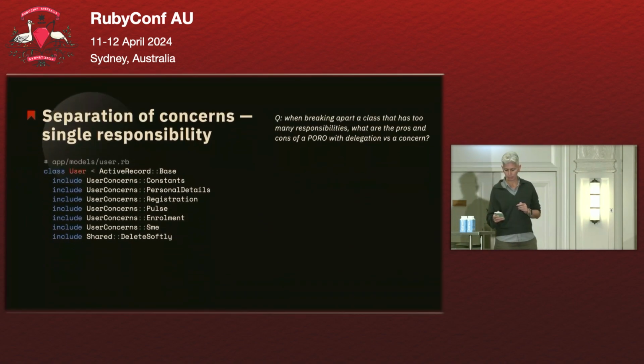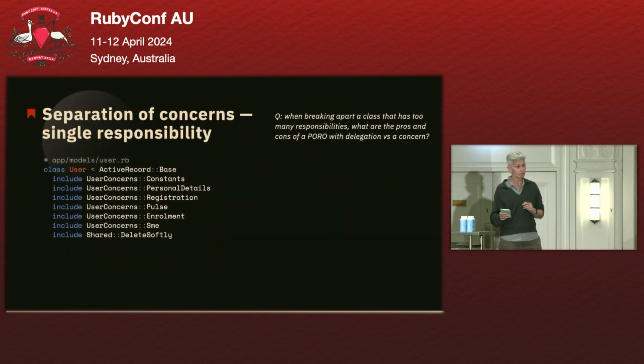Cool. I've got two more things to say. I'll go really quickly. I've got a different question from Adam that was around, when breaking apart a class that has too many responsibilities, what are the pros and cons of plain old Ruby objects with delegation versus concerns?